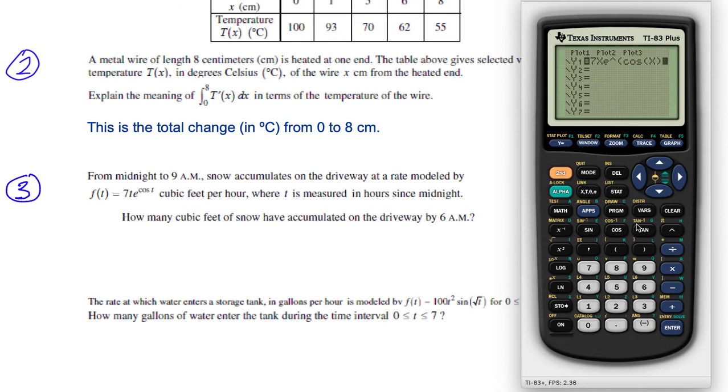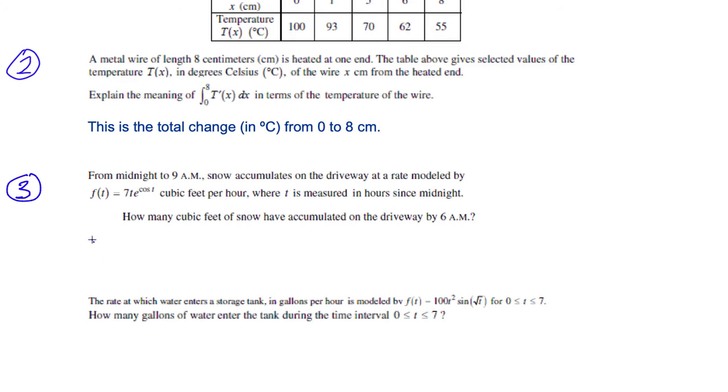All right, I have my whole function in there. I can end the parentheses if I need to, but I don't really need to. And how many feet have accumulated? So I'm taking the integral of whatever this thing is. I'm going to do math 9, vars right, enter, y1 with respect to x from midnight to 6 a.m., so from 0 to 6. I'll let that do its thing, but I'm really doing the integral from 0 to 6 of f of t dt.